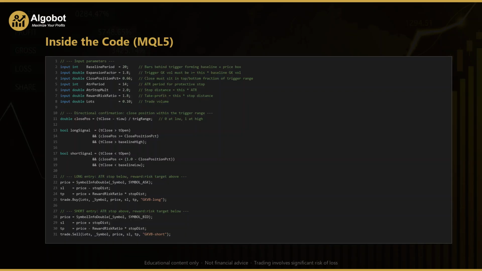Below the inputs is the directional logic. The line computing ClosePos measures where the close falls inside the candle, from 0 at the low to 1 at the high. The long signal is true when the close is above the open, the close position is at or above the close position percentage, and the close is above the baseline high. When all three are true, the buy branch runs. It reads the ask price, sets the stop loss one stop distance below, sets the take profit at the reward to risk ratio above, and calls trade.buy. The short signal is the exact mirror.